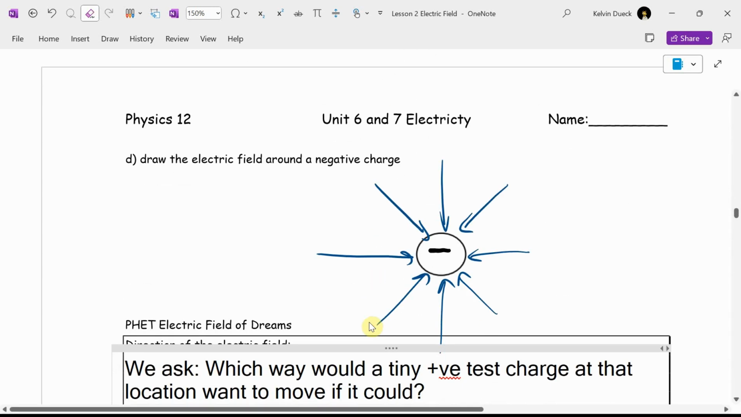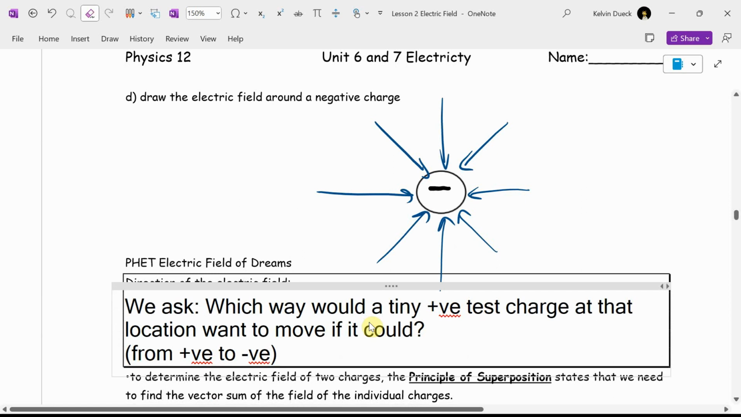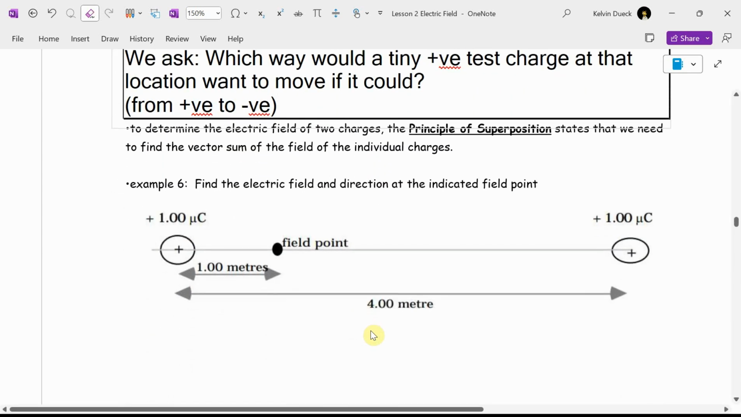If you have multiple charges, it's from negative to positive. Sorry, from positive to negative. That was just done as we had to make a choice, and we decided that's the direction a positive electric field will point. What if we have overlapping electric fields?